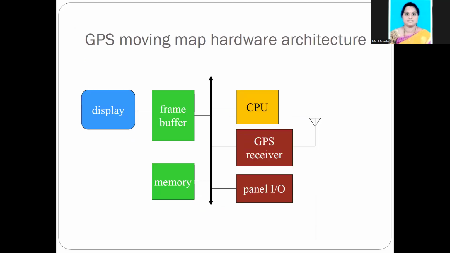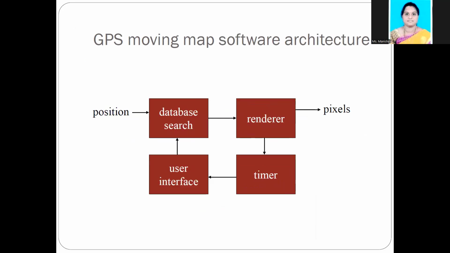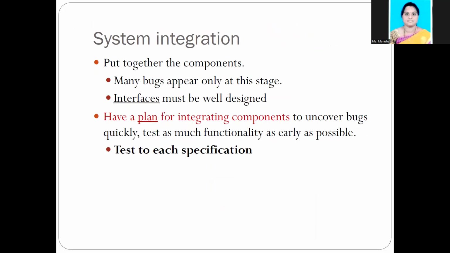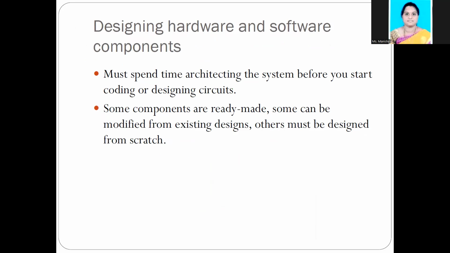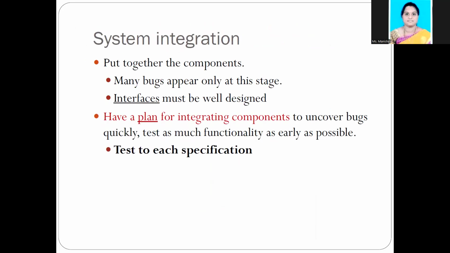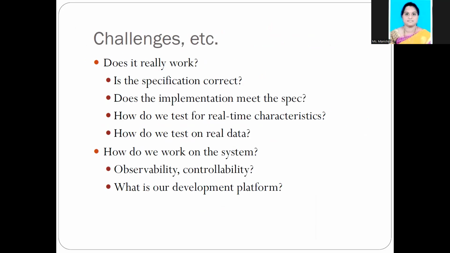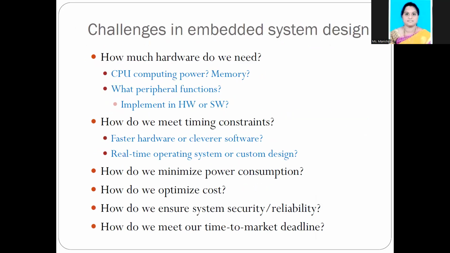So in the hardware architecture, it is split into components such as display, frame buffer memory, CPU, GPS receiver, panel input and output. The GPS moving map software architecture has position, database, renderer, user interface, timer, pixel. So designing hardware and software architecture and system integration: have a plan for integrating components to uncover bugs, each to the specifications.